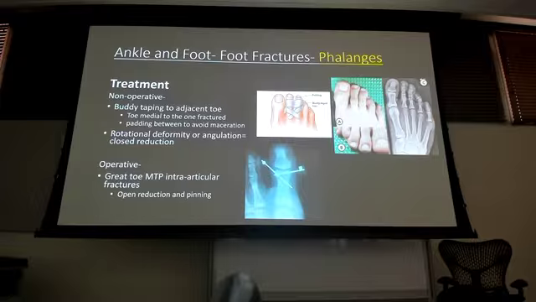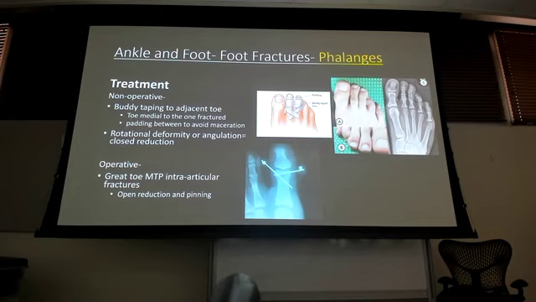Similar to the fingers, we want to look at any rotational deformities on there, so those might require us to reduce those prior to sending them out or doing anything. So those are one of the times where we do a little bit more and we reduce that into the anatomical position prior to putting any buddy taping or splinting on there.